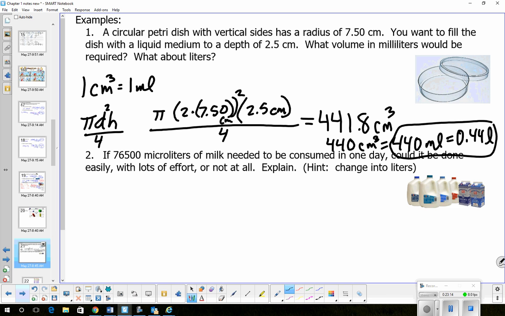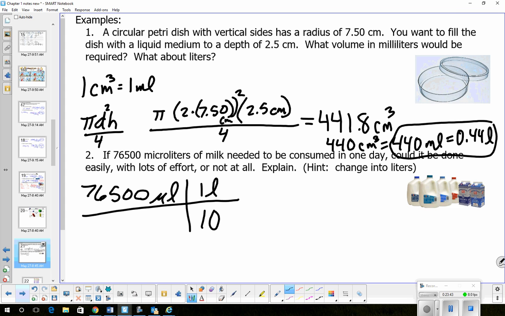I have 7500 microliters. Let's try this again. They are very, very little. Of milk needed to be consumed one day. Could it be done easily, with lots of effort, or not much effort at all? Well, should we change it into liters? If you want to. Okay, so in 1 liter, there's 10 to the 6th microliters.